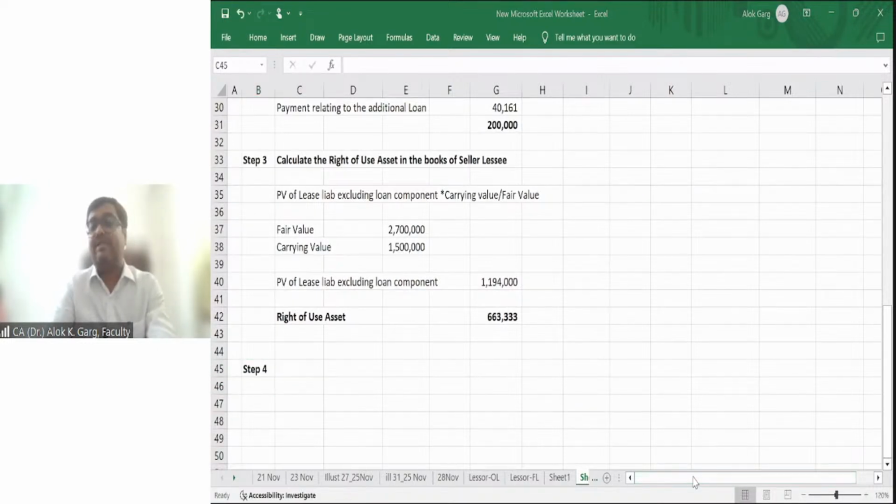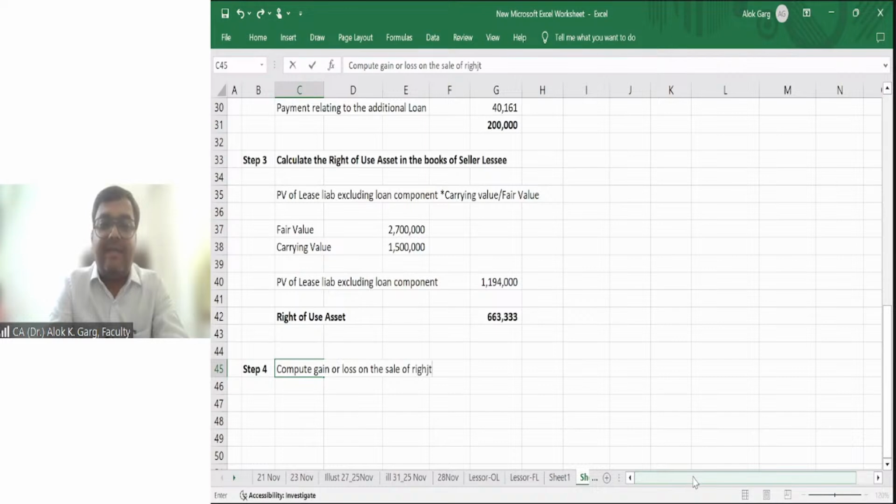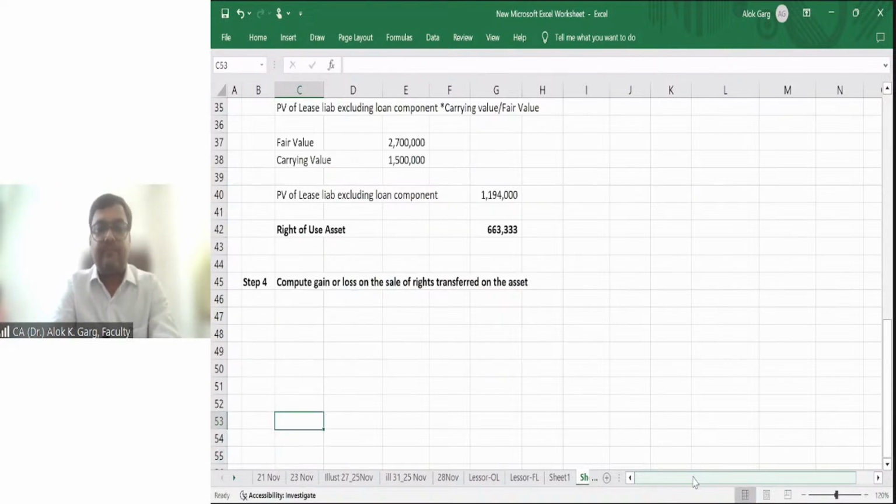My step number 4 is compute gain or loss on the sale of rights transferred on the asset. In this case, let's compute the gain or loss on the sale of rights transferred on the asset. That will be the balancing figure.